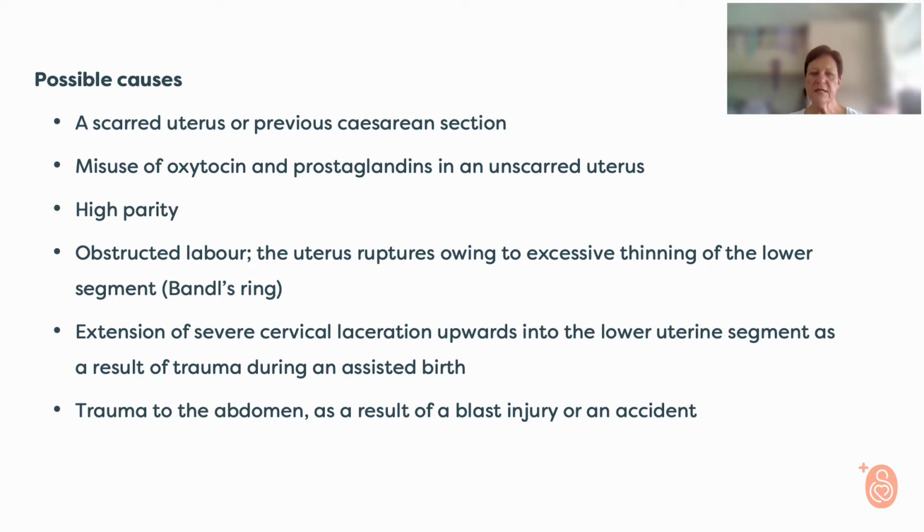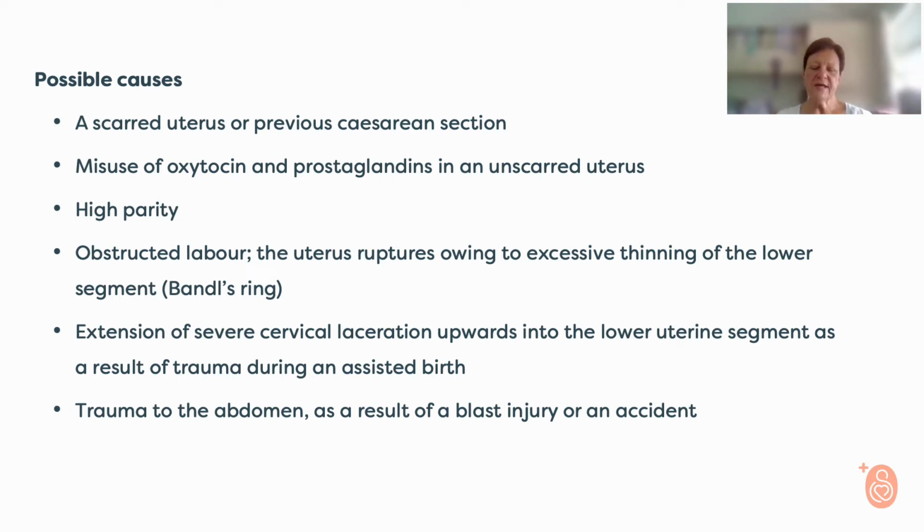High parity: what we usually get here is that the uterus, and specifically the lower segment of the uterus, is being stretched to a certain extent that it becomes weak, in inverted commas, and we can get a rupture of that part of the uterus. In obstructed labor, that's prolonged labor, which is really going on for a long time.